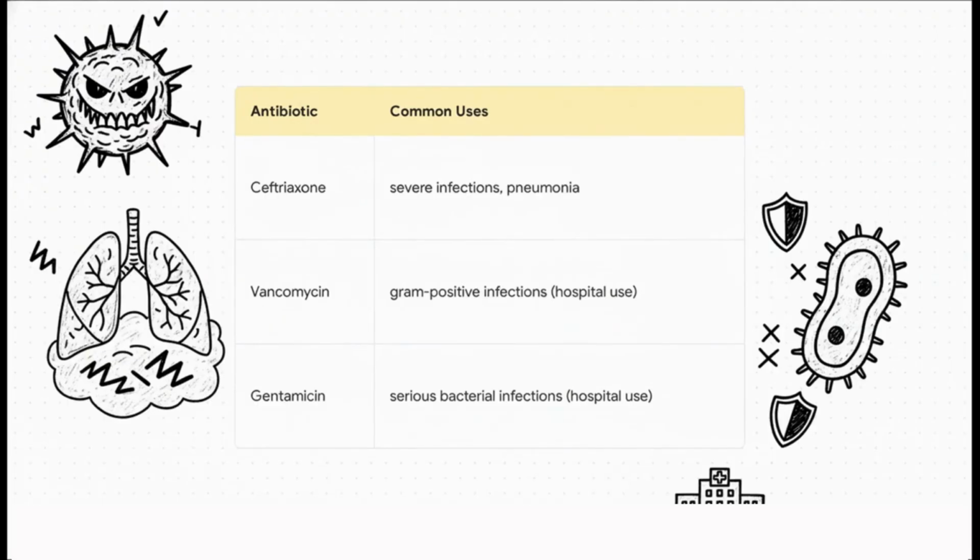Severe, serious, hospital use. Ceftriaxone is a powerful tool for really bad infections, like severe pneumonia. Vancomycin targets something called gram-positive infections. Don't worry about the term, it's just a scientific way of classifying bacteria based on their cell wall. Think of it like a specific type of armor that this particular drug is designed to break right through. These are definitely not your everyday prescriptions.